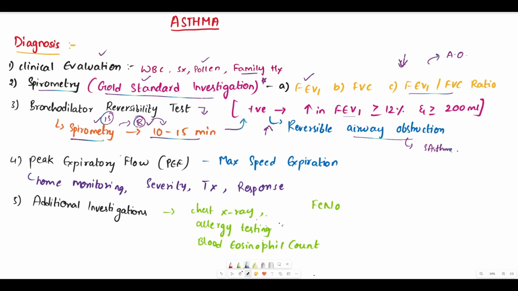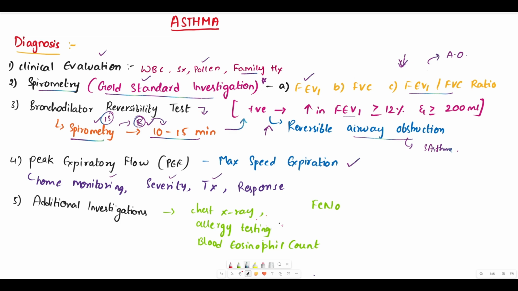And the fourth one is the peak expiratory flow, that is the PEF value. This test measures how fast a person can blow air out of the lungs. It tells the maximum speed of expiration, and one of its main uses is that home monitoring is possible. You can check the treatment response, you can check the disease severity, and also detect day to day changes.